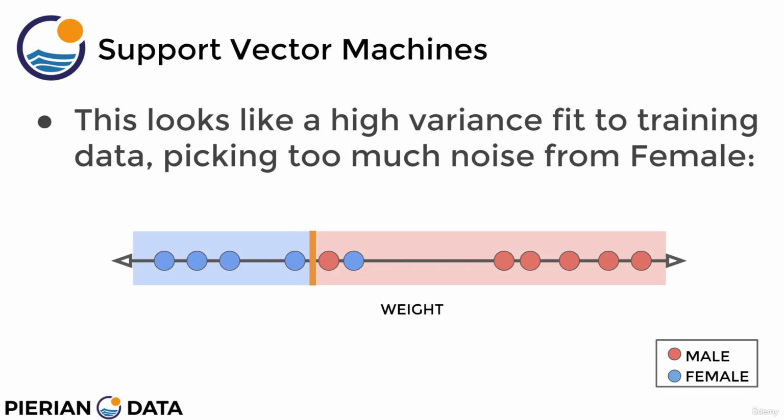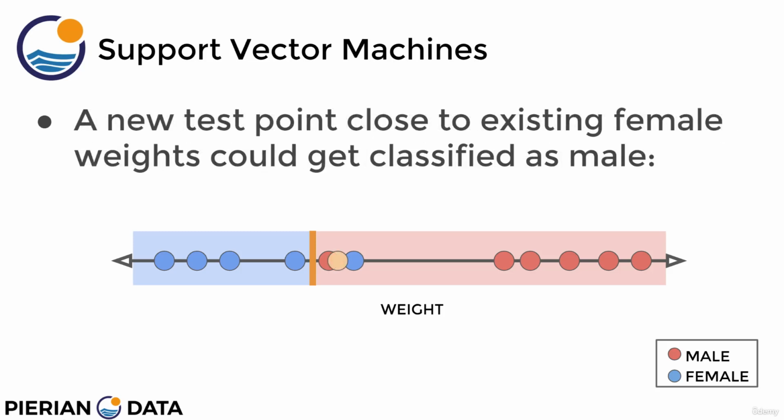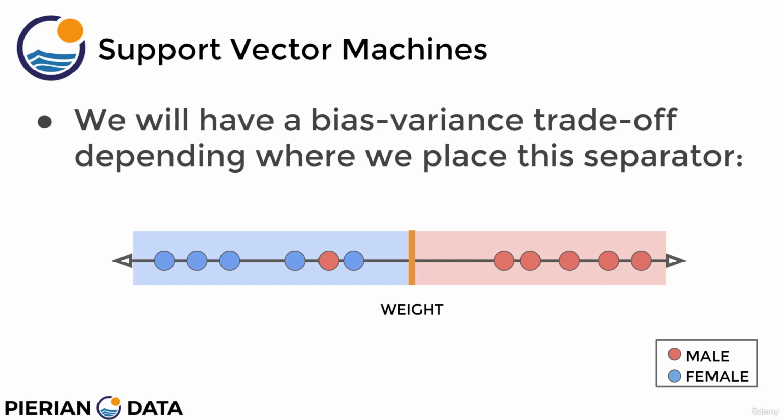But realistically speaking, we can see that there's probably too high of a variance fit to the training data, picking up too much noise from the female points. Because if we had a new test point, which is actually quite close to the existing female weights, it would still get classified as male by this particular hyperplane or point of separation. What we would like to do is use the bias variance trade-off to our advantage, because we can increase the bias by a little bit in order to substantially reduce the variance.